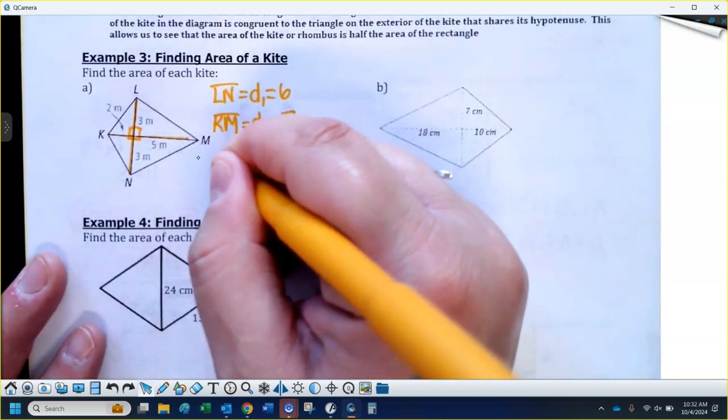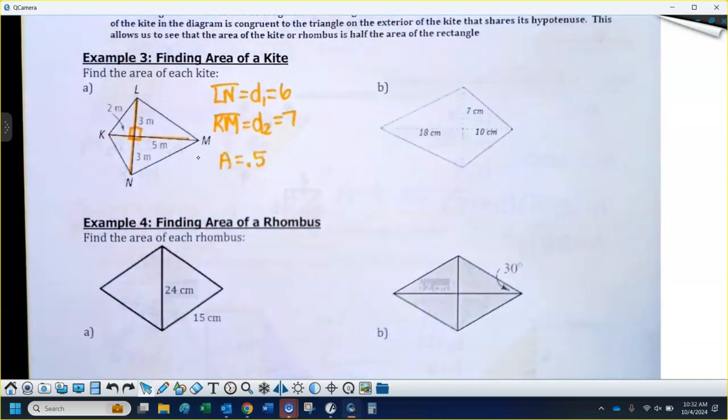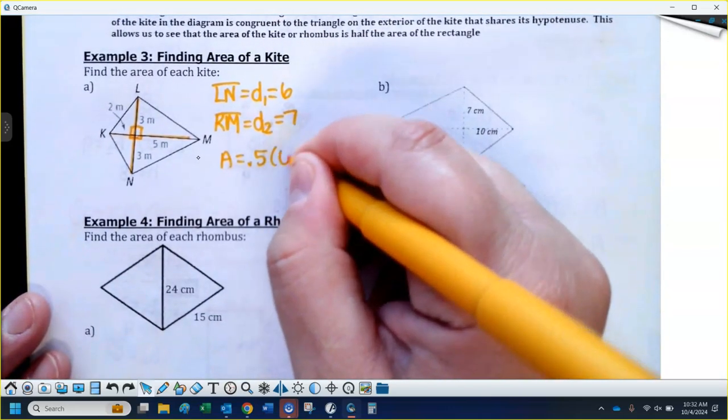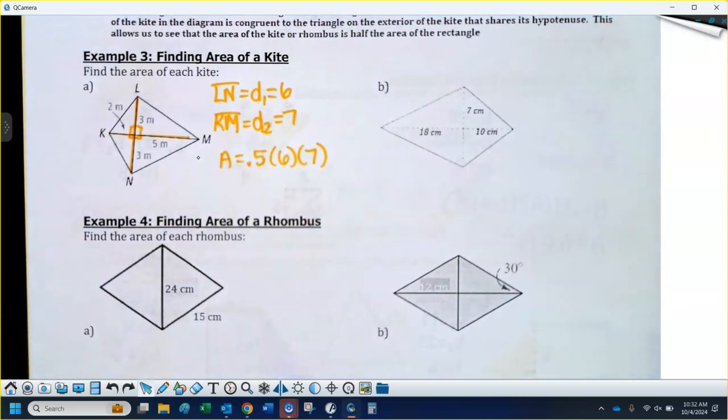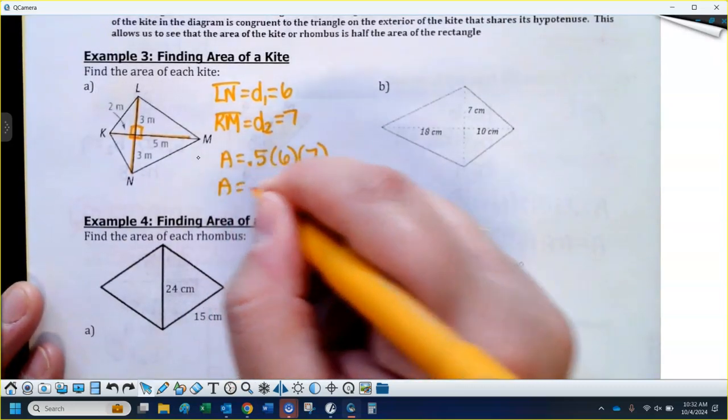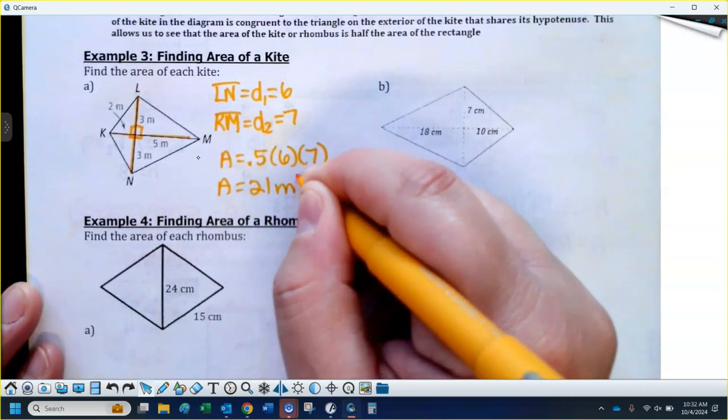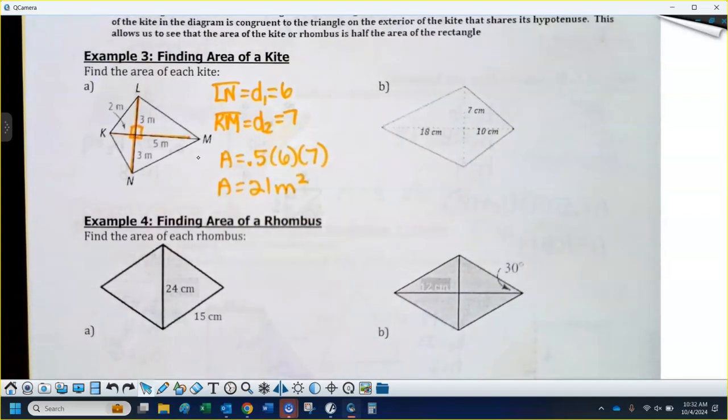We're just going to do our area, I'm going to do the 0.5 again instead of the 1/2. 0.5 times 6 times 7. And just type that right on into your calculator. This should give you 21 meters squared for your area.